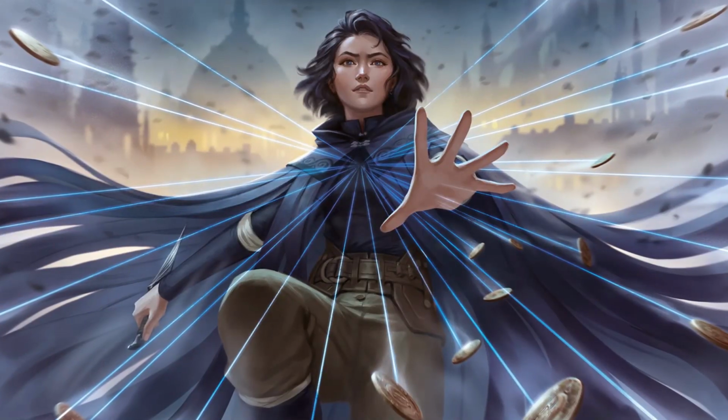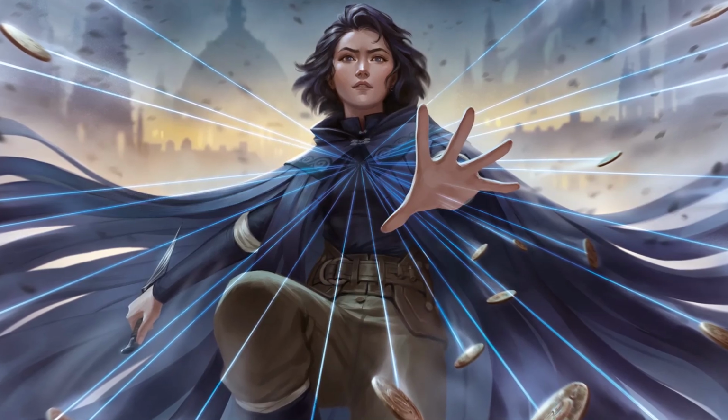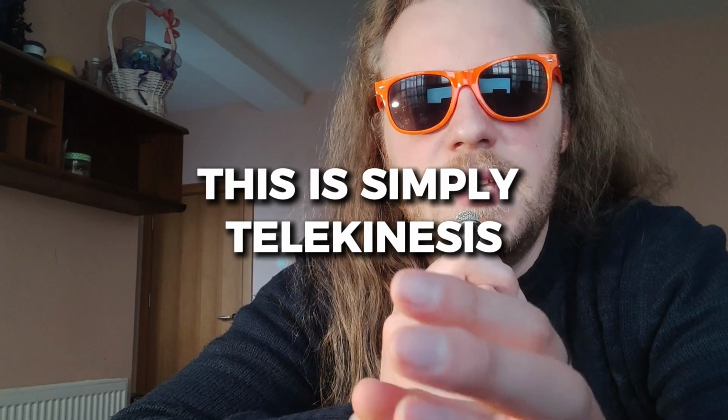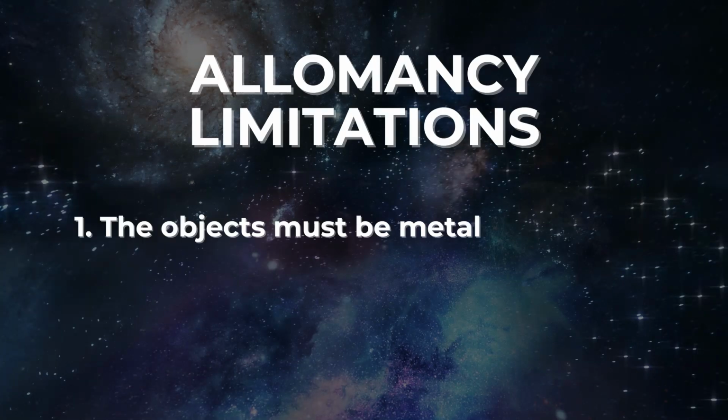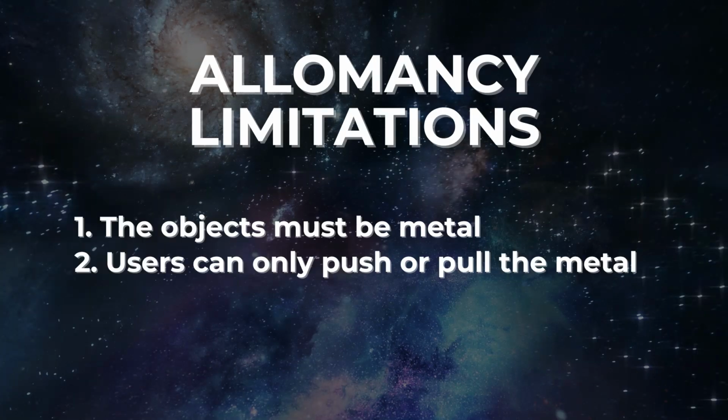In the Mistborn books, magic users can move things with their minds. This is simply telekinesis, which has been done hundreds of times before, and on its own, it's not really interesting or innovative. But Sanderson then introduced a few limitations. 1. The objects must be metal. 2. The magic users can only push the metal objects directly away from them or pull them directly towards themselves.